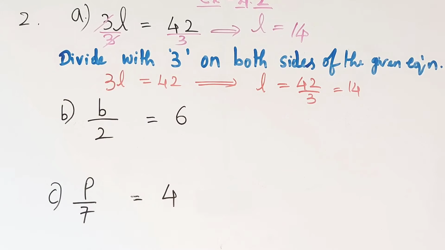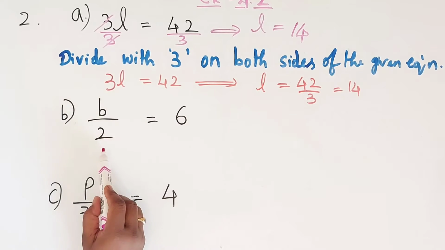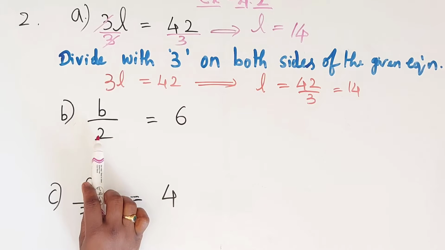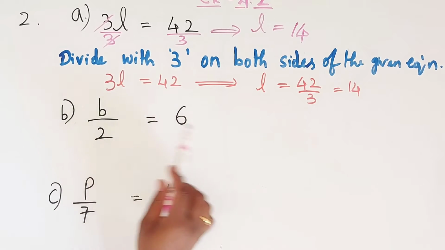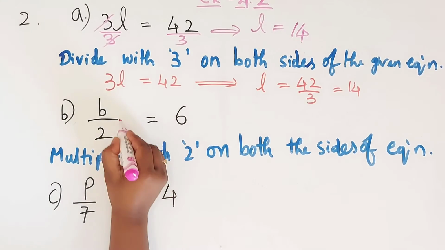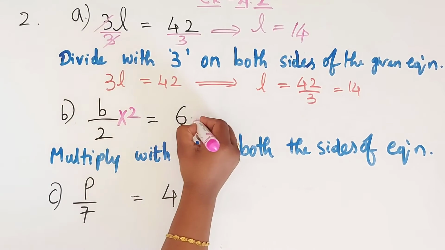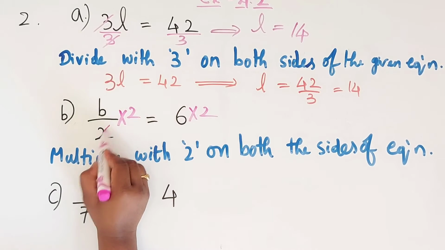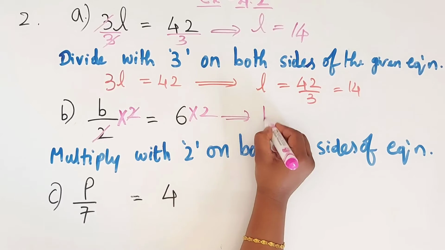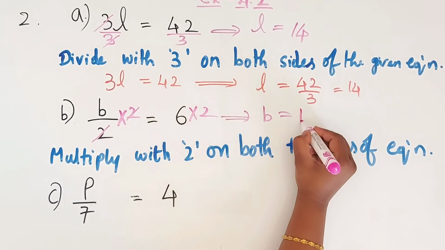Right children? Question B, b by 2 equal to 6. Here 2 is dividing. We don't want the number, only the variable we want to separate. Right children? So we want to cancel this 2. What do we have to do? We have to multiply 2 on both the sides of the given equation. Multiply with 2 here and here also. Now here and here 2 will get cancelled. Therefore b equal to 6 into 2, 12.